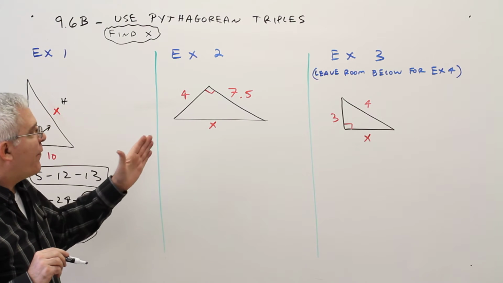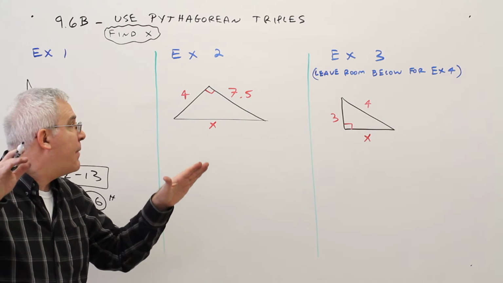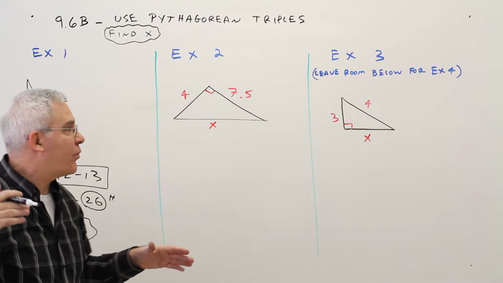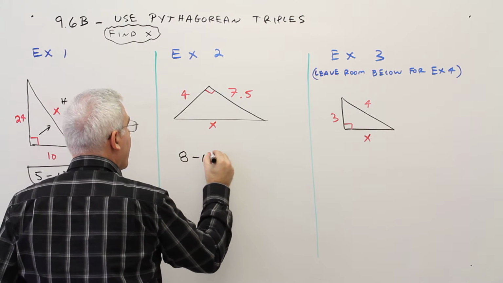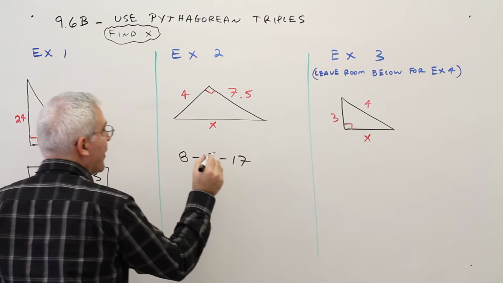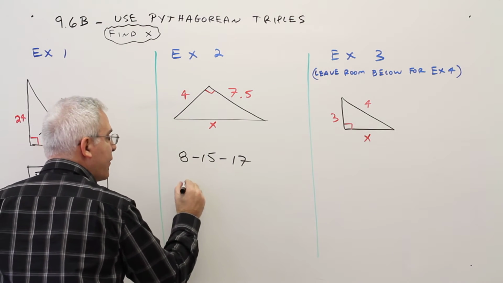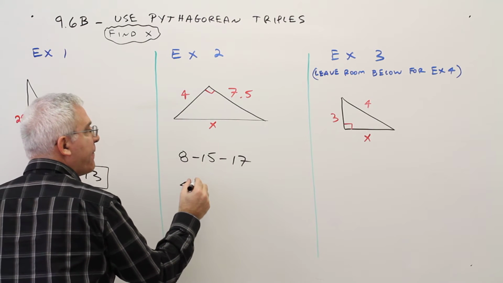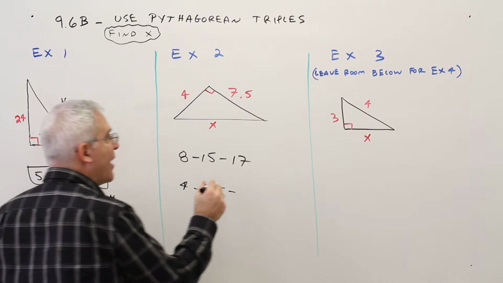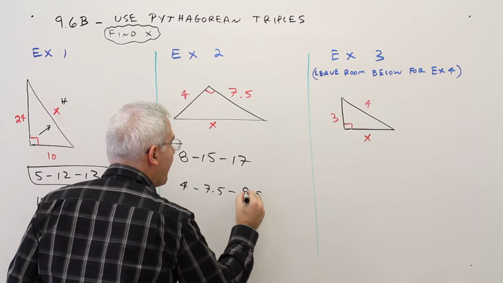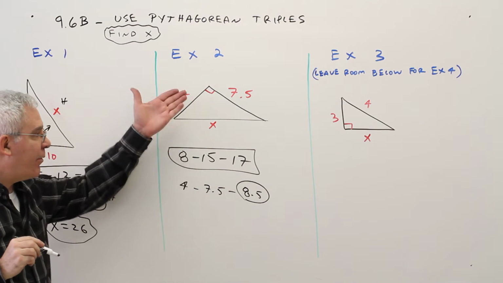All right, over here, again, I'm seeing a decimal. It doesn't mean it's an ugly problem. Maybe what I'll try to do is multiply through by 2. So if I multiplied through by 2, I'd get 8, 15, 17. Let's just see if that makes sense here. So half of 8 is 4. Half of 15 is 7.5. And half of 17 is 8.5. Okay, so this was the family, and then all I'm doing is doubling.